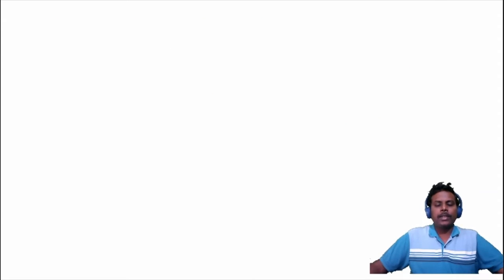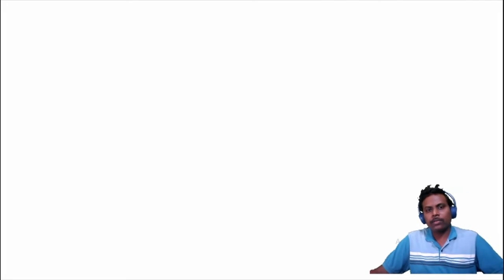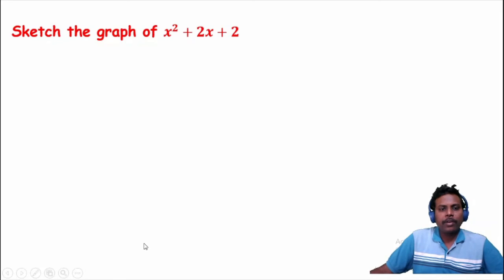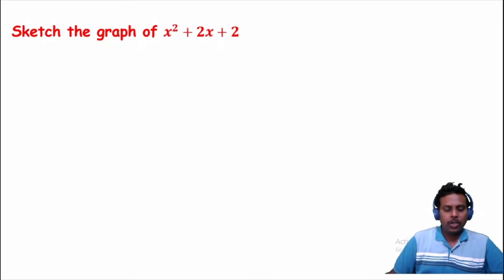So far we have discussed horizontal translation, vertical translation, reflection about the x-axis, and vertical stretch or vertical compression of the graph y is equal to x square. These are also called graphical transformations of the given function. Now with the help of these graphical transformations, we are in a position to draw the graphs of y is equal to ax square plus bx plus c. Now let us sketch the graphs of some quadratic expressions. Here is the first example. We have to sketch the graph of x square plus 2x plus 2.